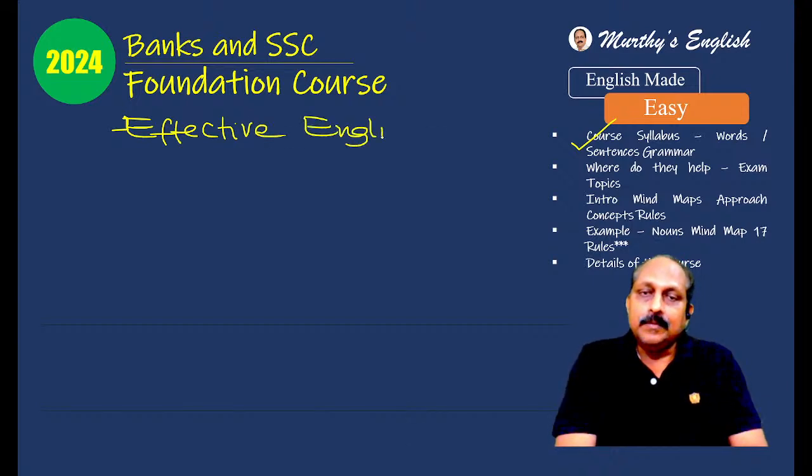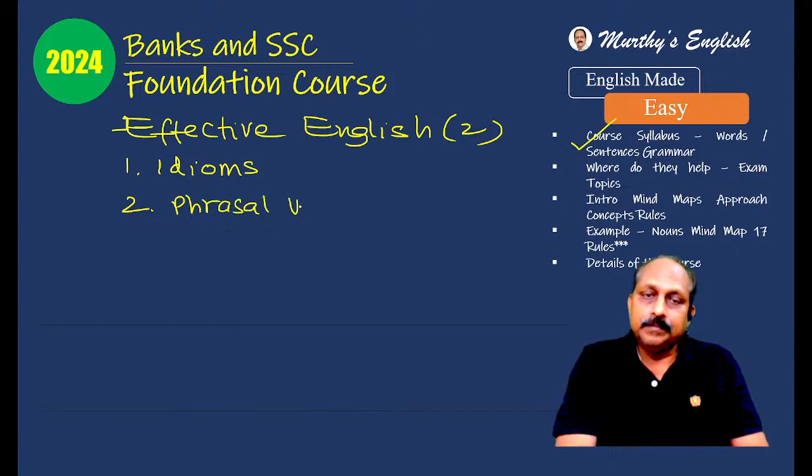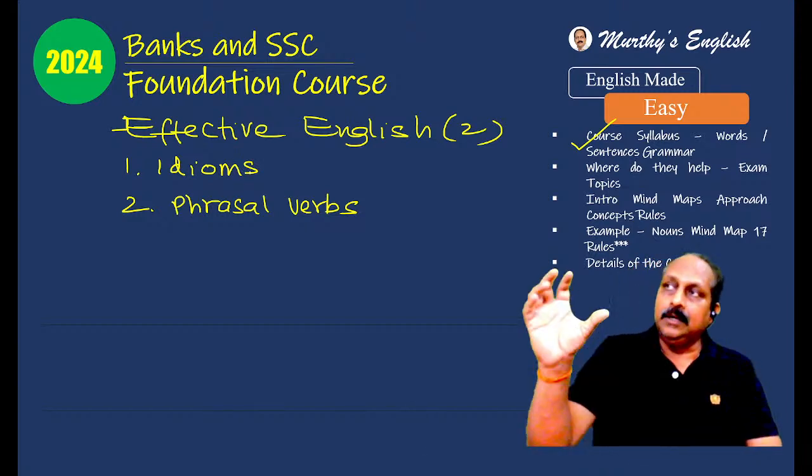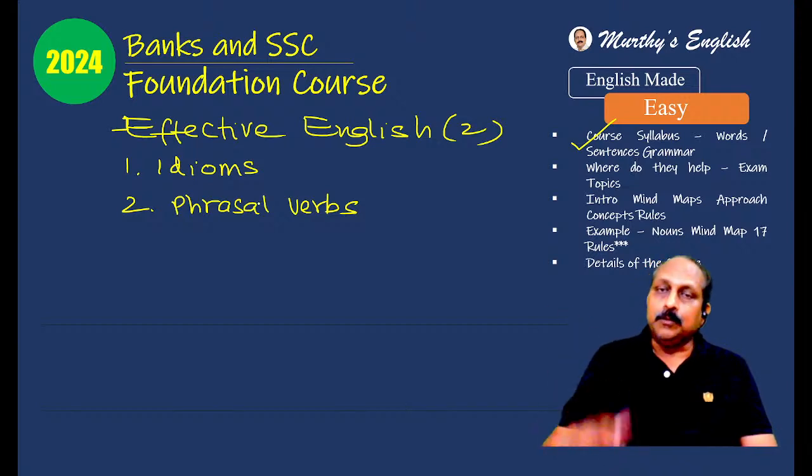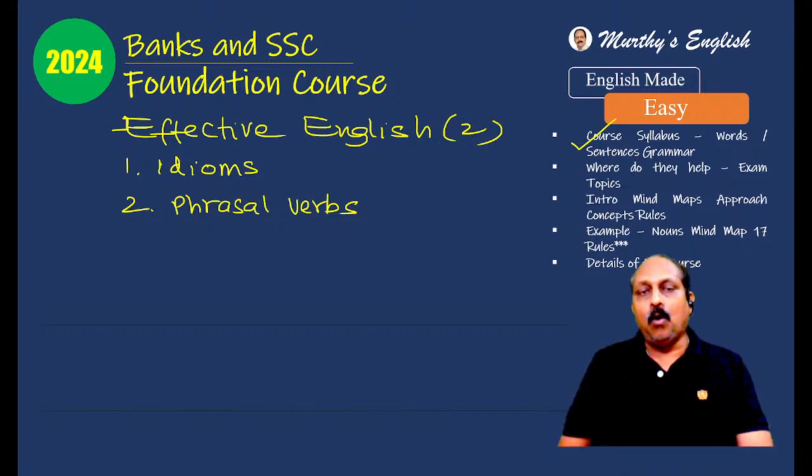Effective English. Here we have two topics. They go with grammar, they go with vocabulary. One, idioms. Two, phrasal verbs. These two go with effective English. In Western countries also, many Americans, many Britishers, when they consider someone, they say, he speaks very good English, she speaks very good English. On what basis? They feel they speak effective English. What is effective English? It is nothing but use of idioms and use of phrasal verbs.